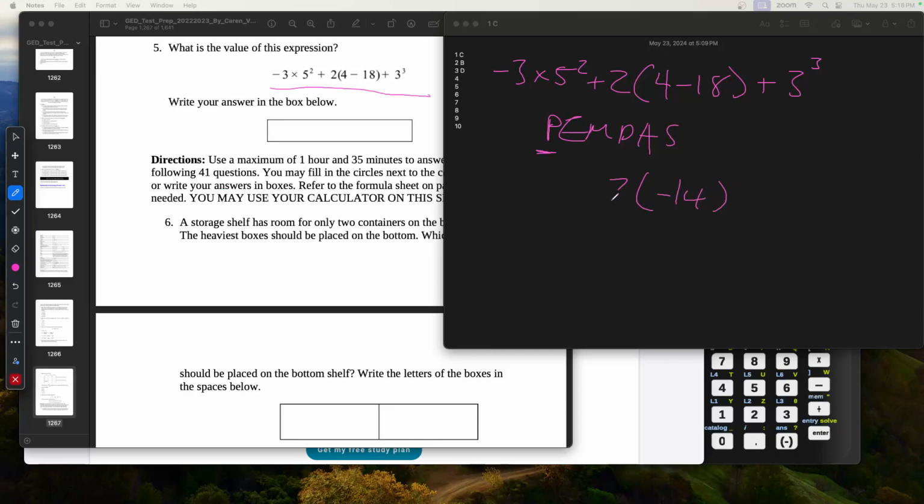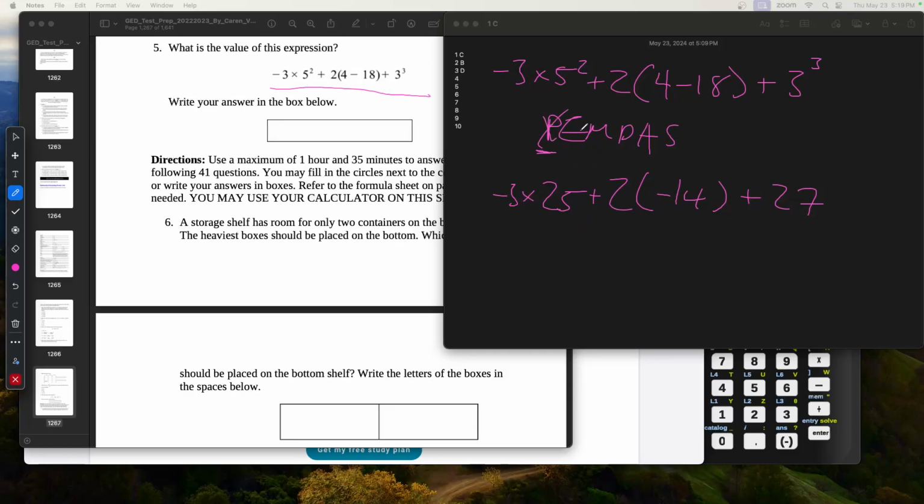Nice, negative 14. Good. And now we want to do the exponents. What is 3 cubed? What is 3 times 3 times 3? Very nice, 27. How about 5 squared? 25. Okay.